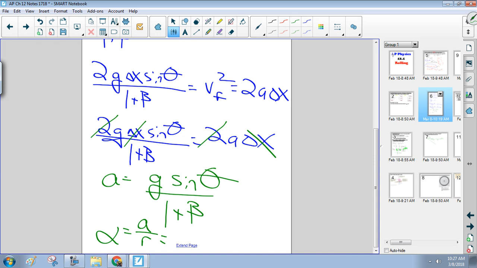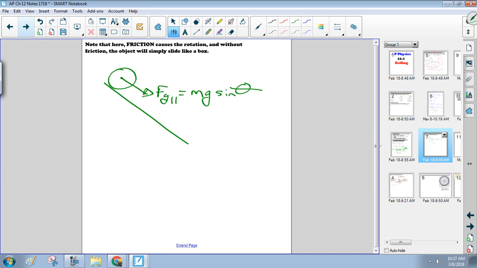All right, everybody good? So now what's happening here, you guys, is it's not sliding, it's actually rolling, right? And the reason it's rolling is because you have to have friction. So at what point should I draw my force of friction? At the bottom, at the point of contact, right? Good? And remember, we know our acceleration is g sine theta over 1 plus beta.